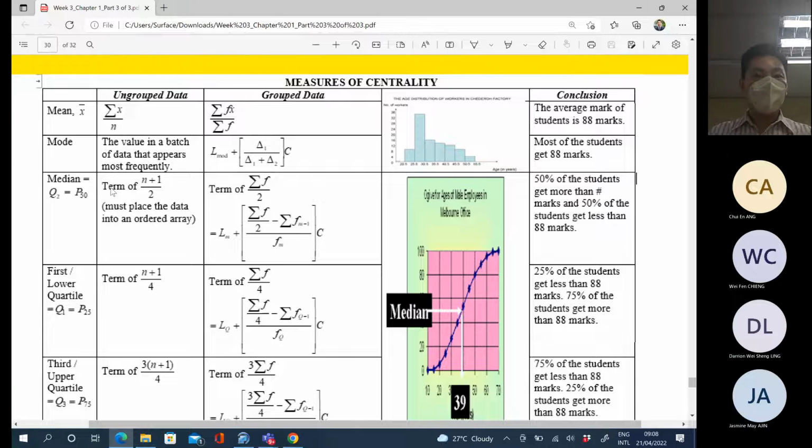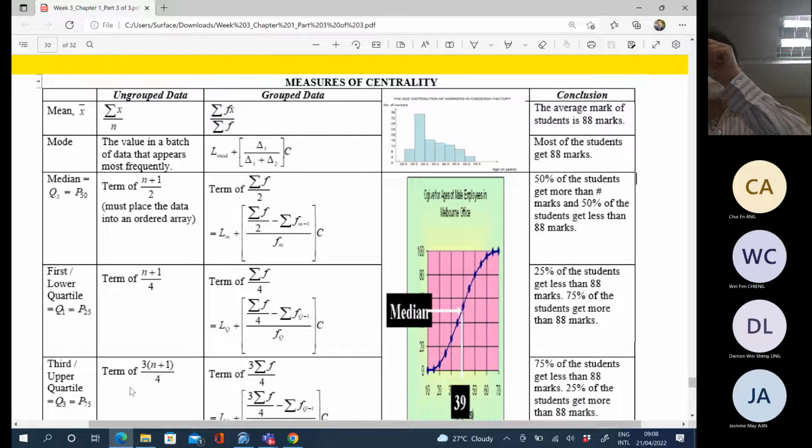Then the next measurement is the first quartile. First quartile is also called the lower quartile or 25th percentile. In order to get the value, it is the same: you need to sort the data first. Remember, sort the data from lowest to highest, and then identify the location of Q1 using n plus 1 divided by 4. Why divided by 4? Because 1 over 4 means 25%. That's why divided by 4. One quarter.